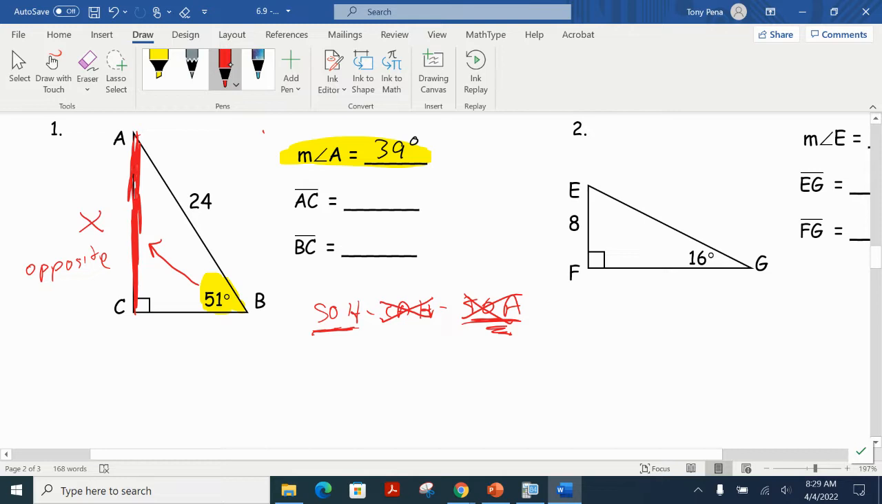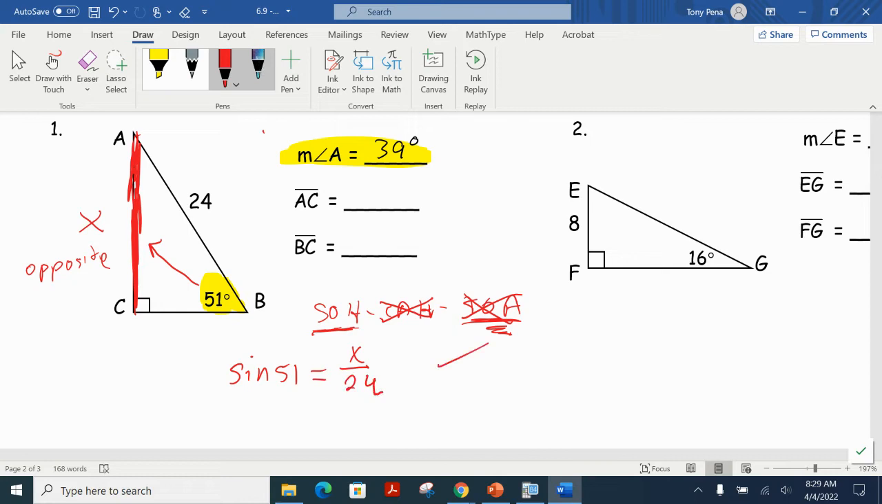So if I now try to do a sine function, I'm going to say the sine of that angle B, which is 51 degrees, is the opposite side of x over the hypotenuse. Do we know the length of the hypotenuse? Yeah. So that's why we're going to be able to solve this. See if you understood how we solve this, because this is where people just get confused about what we're plugging into the calculator. Solve that now for x.